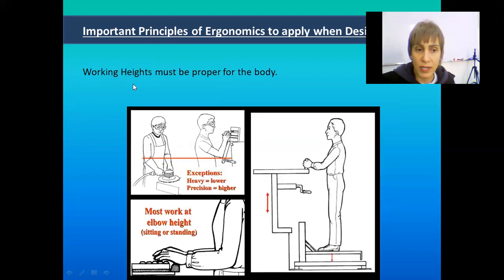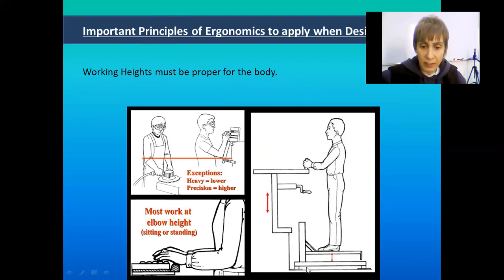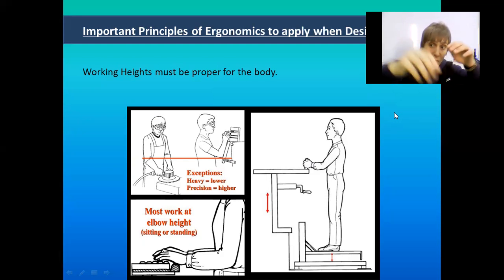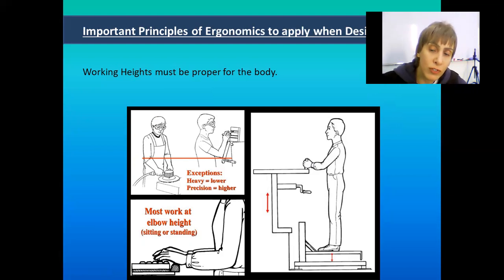Another principle, working heights must be proper for the body. Working heights, the height, how high something is, okay? So for example, if this work table was too short or too high, the body will move in unnatural ways again, and it will cause pressure points. Maybe you will have to bend your back, or maybe you have to pick up your hands while working, and this will cause a lot of discomfort and health issues.